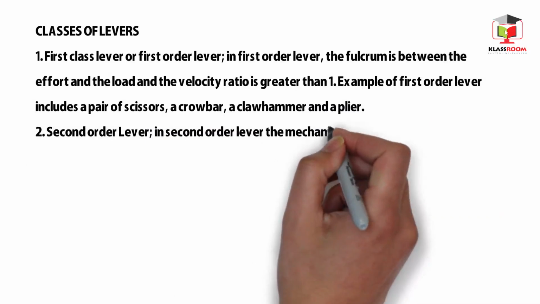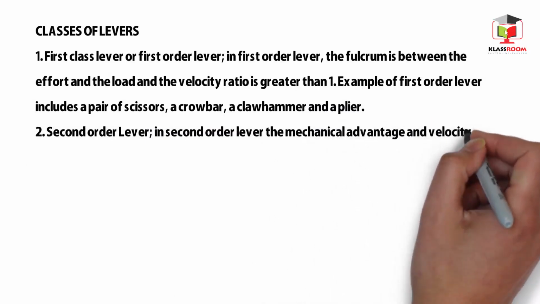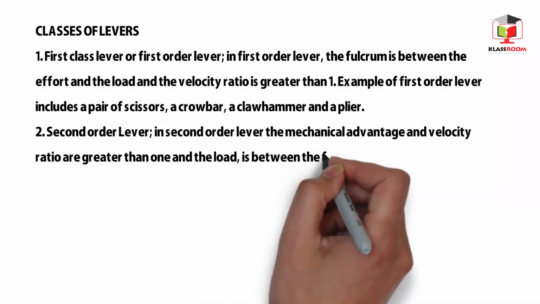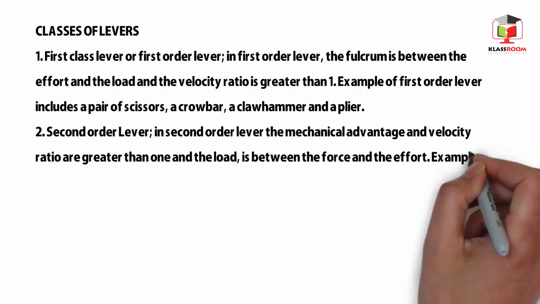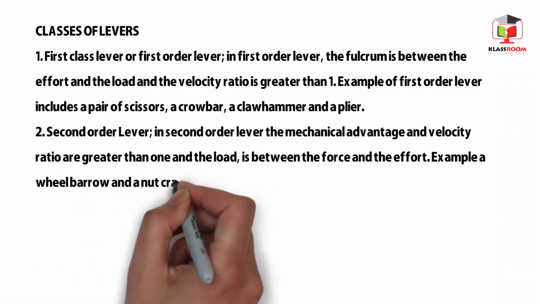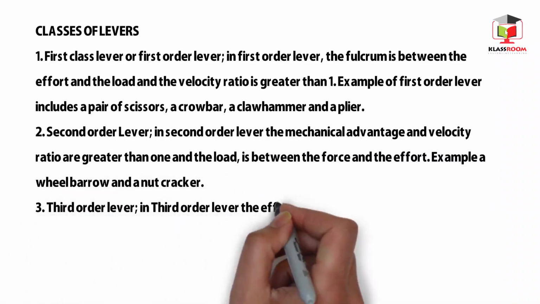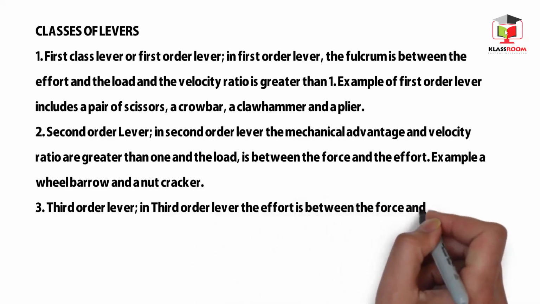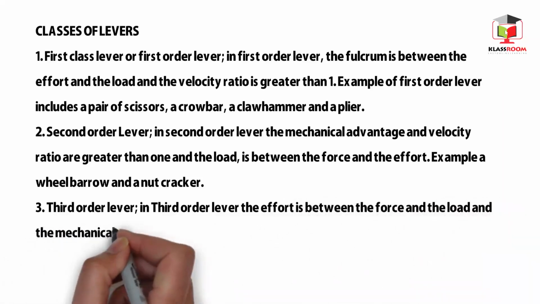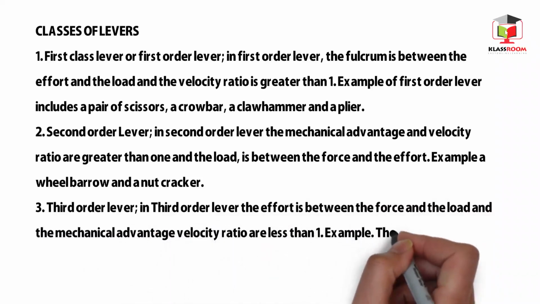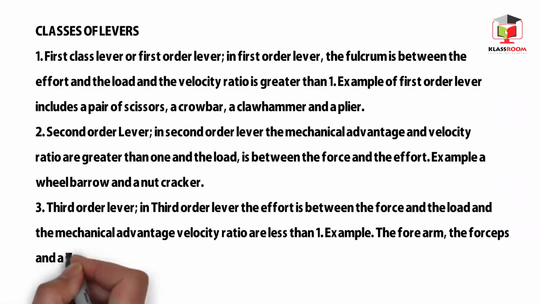Second order lever. In second order lever, the mechanical advantage and velocity ratio are greater than 1, and the load is between the fulcrum and the effort. Examples: a wheelbarrow and a nutcracker. Third order lever. In third order lever, the effort is between the fulcrum and the load, and the mechanical advantage and velocity ratio are less than 1. Examples: the forearm, the forceps, and the tongs.